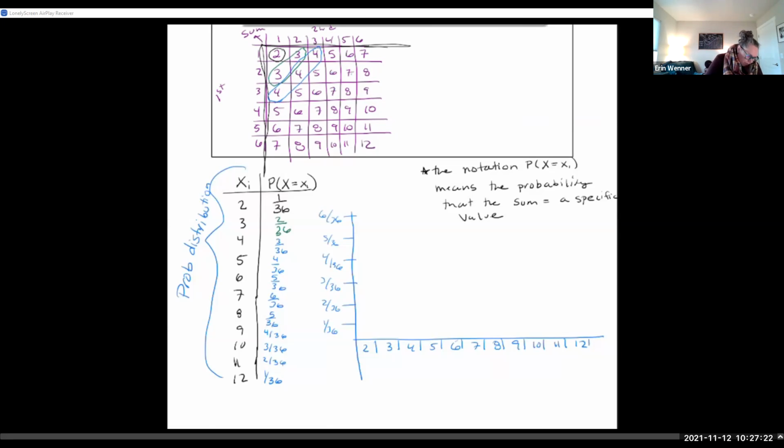So now we're going to just transfer. 2 has a probability of 1/36. So we're going to draw our bar like that. 3, the outcome has a probability of 2/36. So we'll draw our bar. 4, and then 5, and 6, and 7, then 8 comes back down. It's not very good freehand.